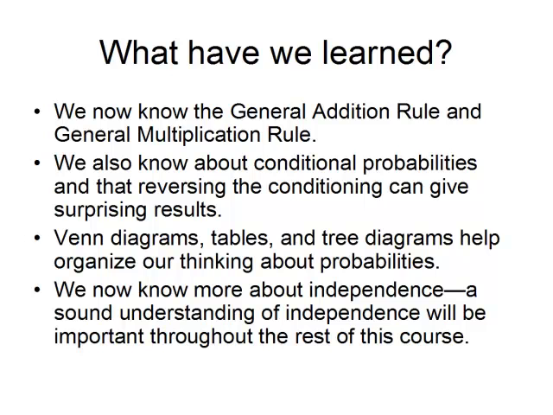So what have we learned? We now know the general addition rule and the general multiplication rule. We also know about conditional probabilities and that reversing the condition can give surprising results. Venn diagrams, tables, and tree diagrams help organize our thinking about probabilities. We now know more about independence. A sound understanding of independence will be important throughout the rest of this course.